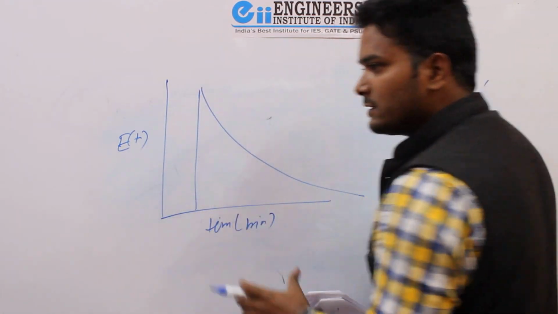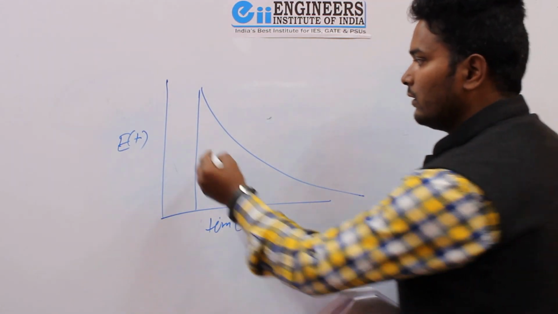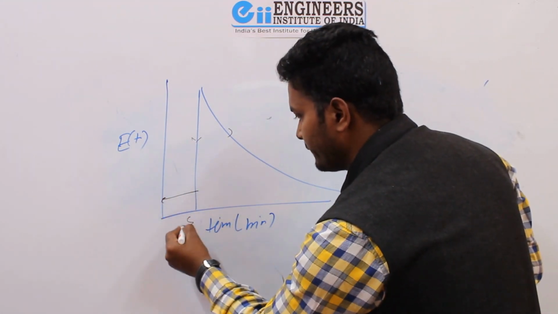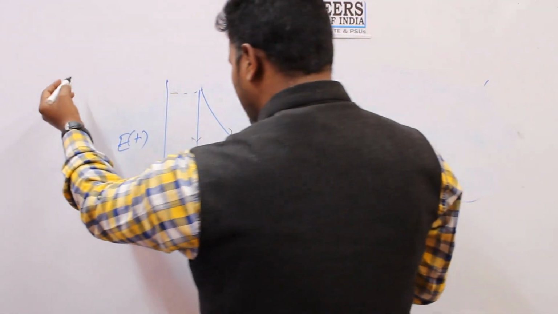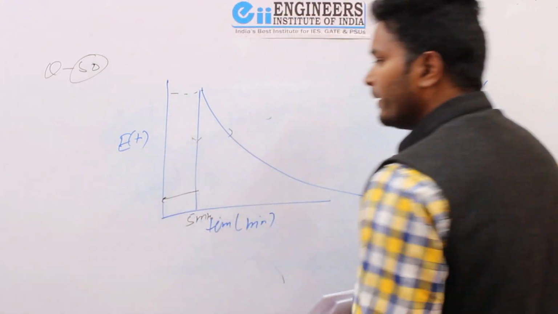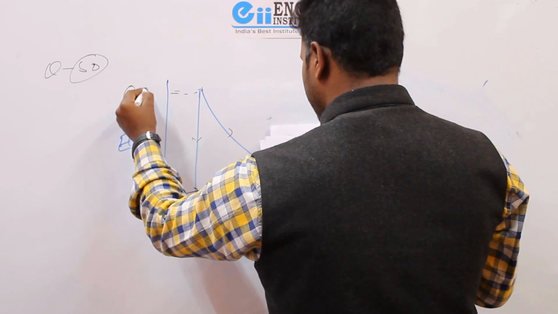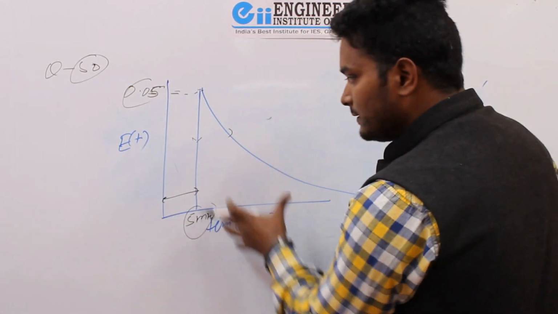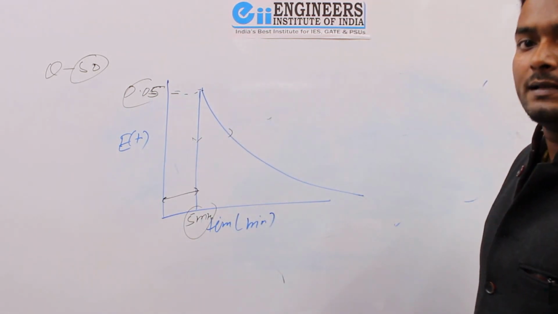You can see here that this value is given as 5 minutes, and this value is given as 0.05. This is question number 50. As you know, this is the E(t) curve of a CSTR followed by a PFR, or a PFR followed by a CSTR.